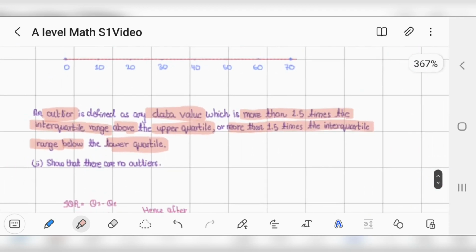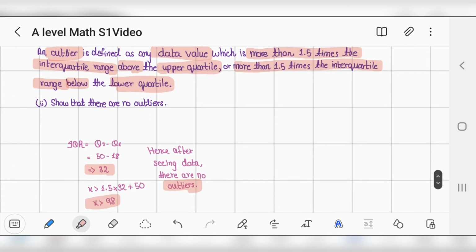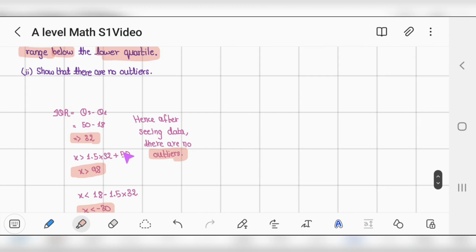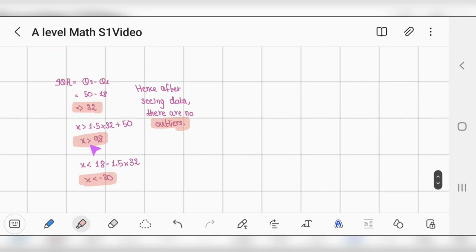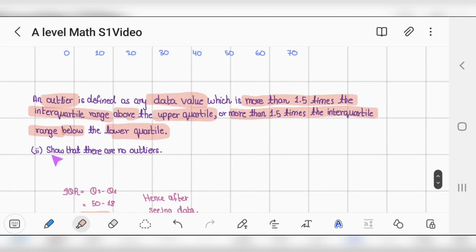Then we have this question: an outlier is defined as any data value which is more than 1.5 times the interquartile range above the upper quartile, or more than 1.5 times the interquartile range below the lower quartile. So we need to find whether any values are outliers or not by seeing if any value is greater than 98 or less than -30. So, show that there are no outliers.